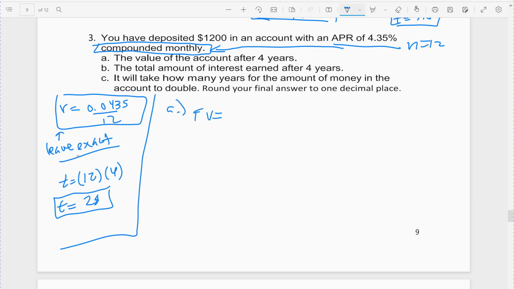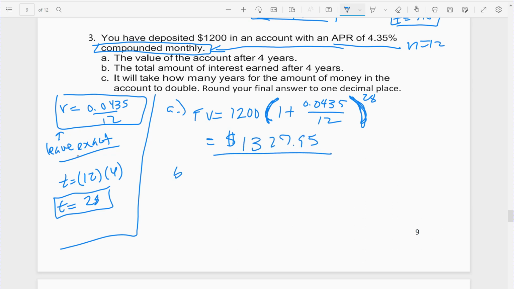Future value is what we're looking for. We plug it into the formula. Our initial amount is 1,200 times 1 plus the r, which I'm going to leave exact, so 1 plus that fraction raised to the 48. Make sure you're careful when you type it in. Make sure you have parentheses around the 1 plus the fraction. Type it in exactly as I have written it out here. The future balance is $1,327.95.